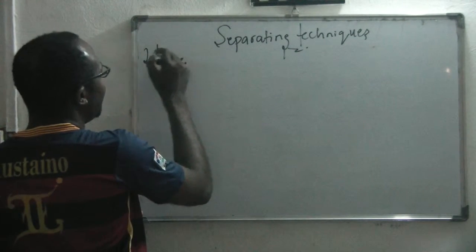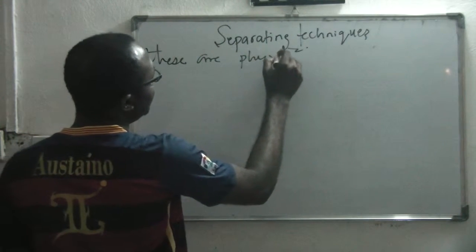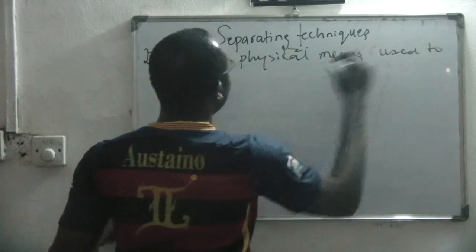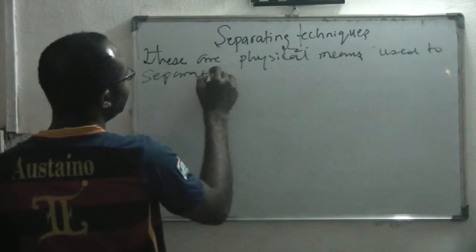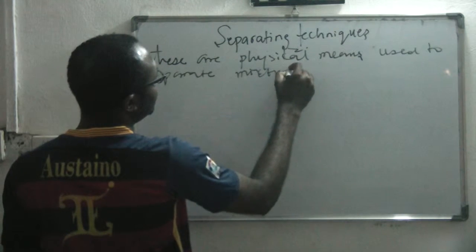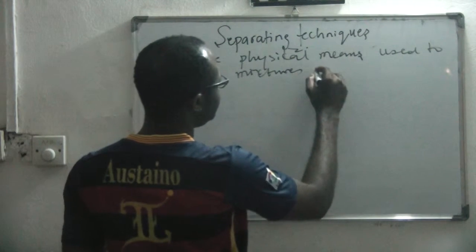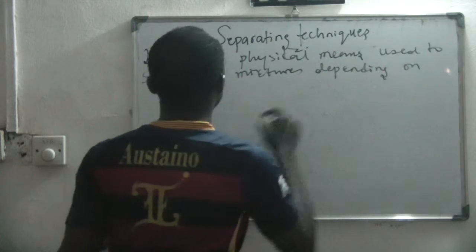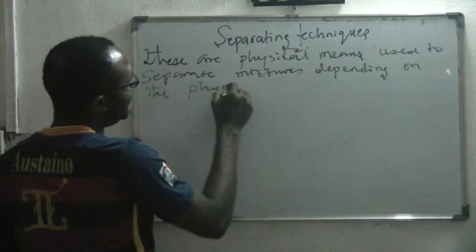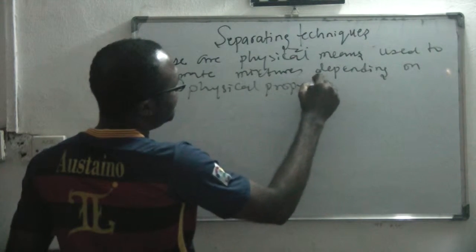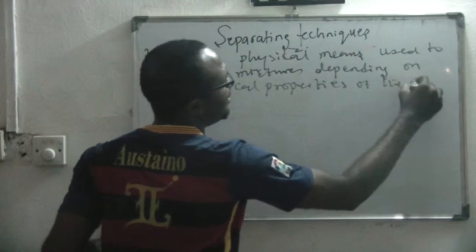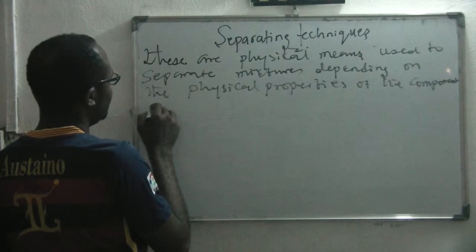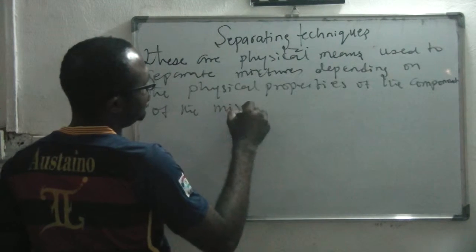So separating techniques are physical means used to separate mixtures. And the separating depends on the physical properties of the components of the mixture. Is that clear? Yes.